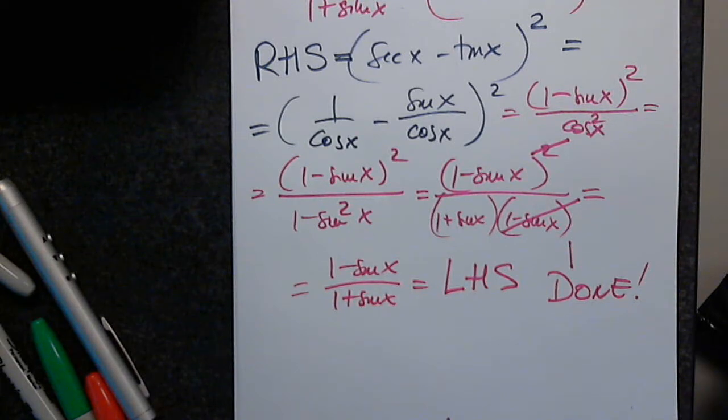This is the way we prove identities. Some of them are hairy. Not all of them will be done in 2 or 3 steps. Some of them require more.